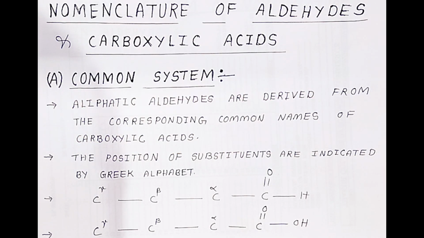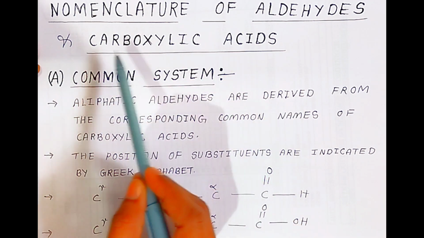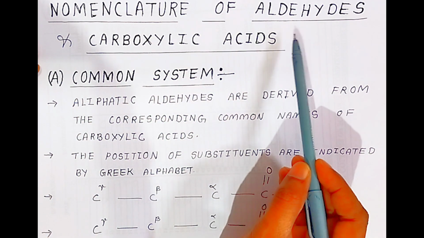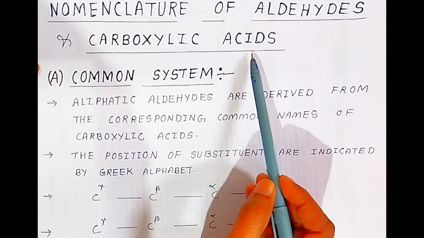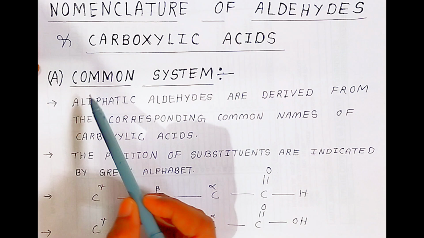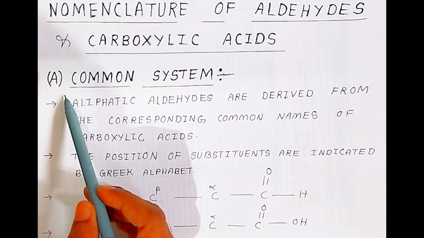In this video, students, we are going to see the nomenclature of aldehydes and carboxylic acids. How are we going to name the aldehyde and carboxylic acid? All the names of aldehydes are derived from carboxylic acids. In nomenclature, we are going to see two types: the first one is the common system and the second is the IUPAC system. First, we are going to see the common system.